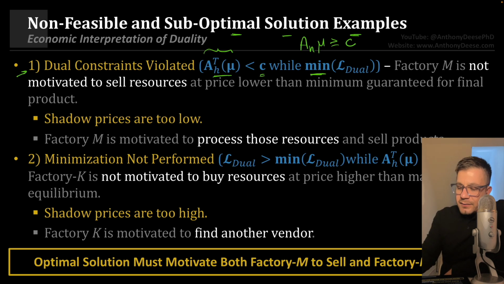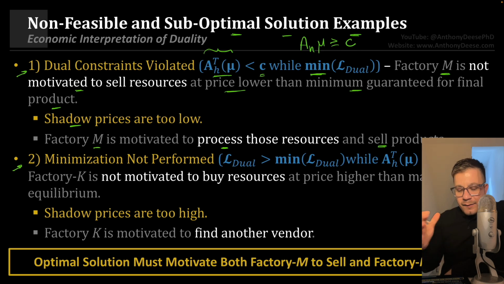So in this case, Factory M is not motivated to sell resources at a price lower than the minimum guaranteed for its final product. The shadow prices are too low. And as we've said before, a little bit of repetition here, Factory M is motivated to process those resources and sell the products. We're ignoring all the additional overhead and costs that would be associated with that.